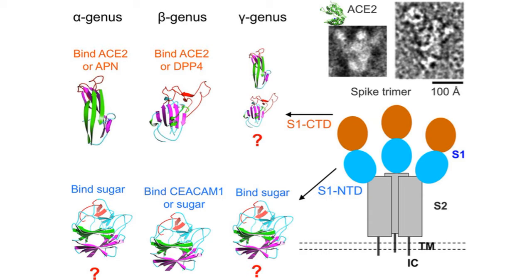They possess 2 major domains known as the N-terminal domain, or S1-NTD, and the C-terminal domain, or S1-CTD, both of which serve as receptor binding domains, which means they both get attracted to the receptors on the host cell. NTDs recognize and bind sugars on the surface of the host cell, while CTDs recognize protein receptors such as angiotensin converting enzyme 2 or ACE2, aminopeptidase or APN, and dipeptidylpeptidase 4 or DPP4.